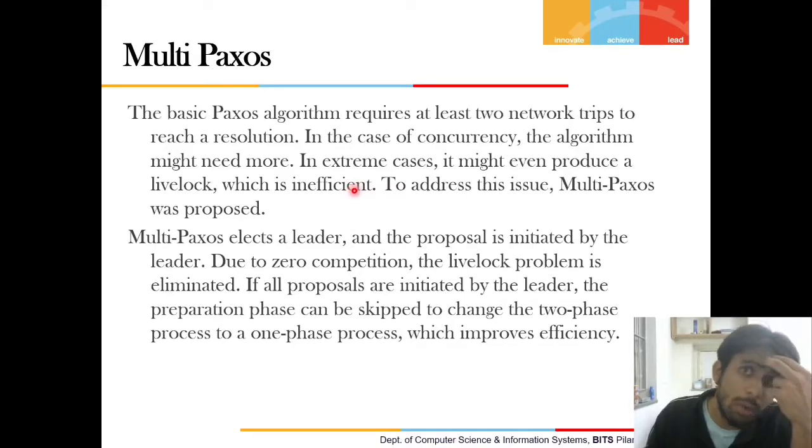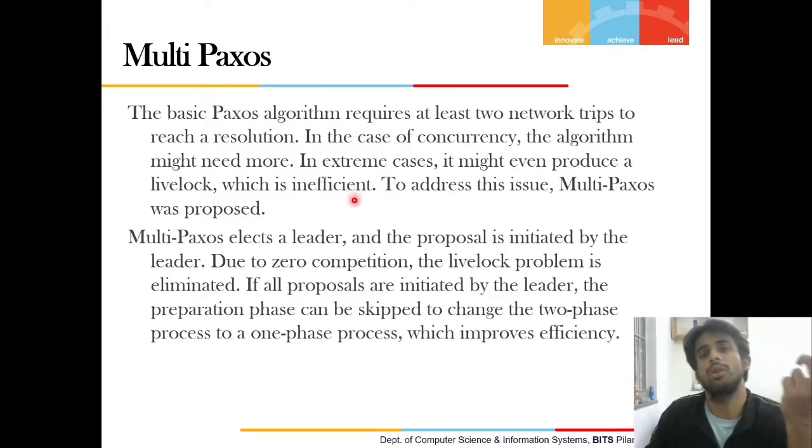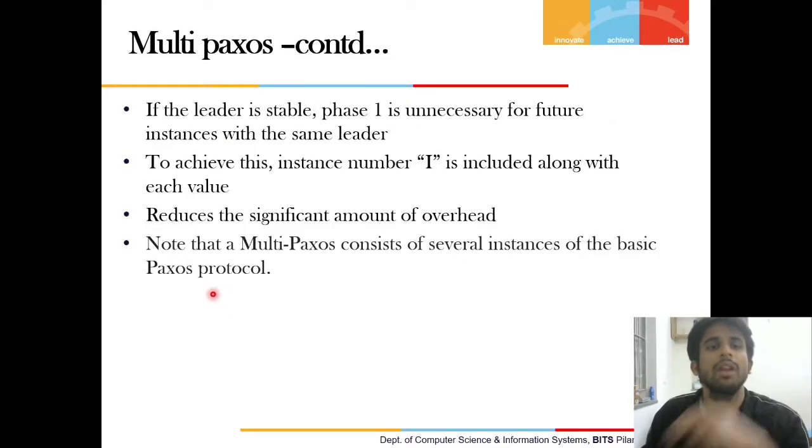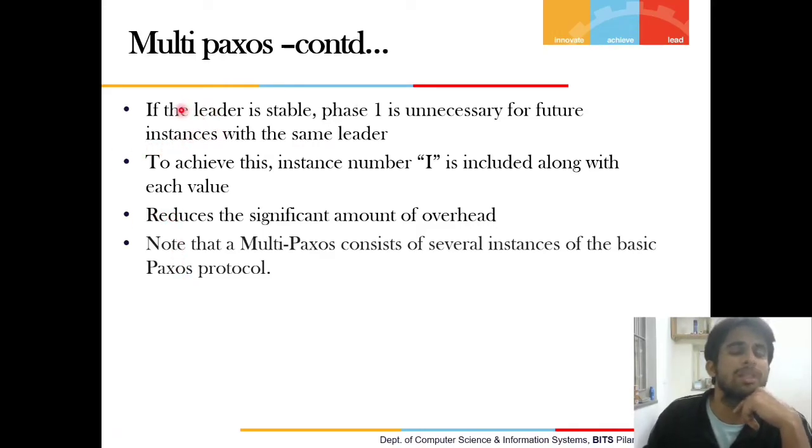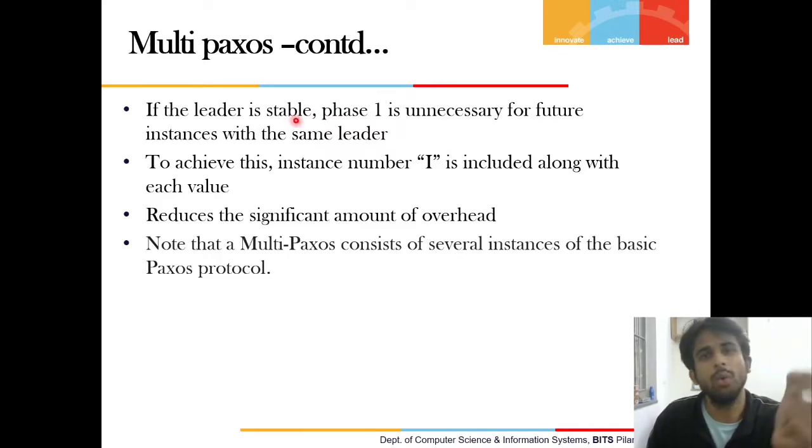To solve the problem of livelock, multi-Paxos was introduced. In multi-Paxos we will elect a leader, and all the proposals are initiated by that leader only. So the livelock problem is eliminated. And in multi-Paxos, if the leader is stable, meaning the same leader is trying to execute the next instance also, in that case we can skip phase 1, meaning the prepare and promise sub-phase.